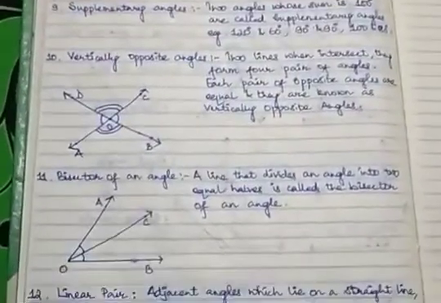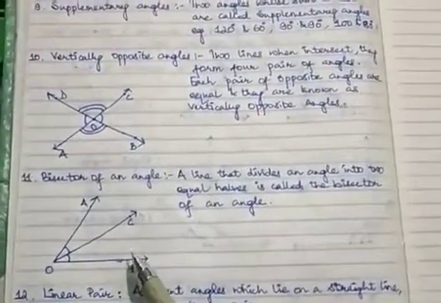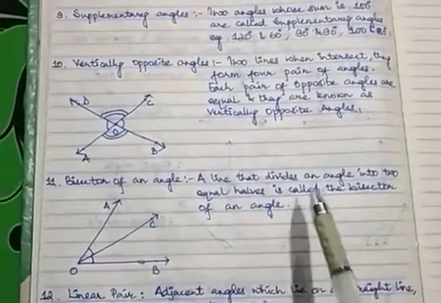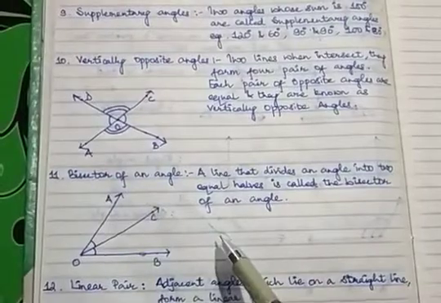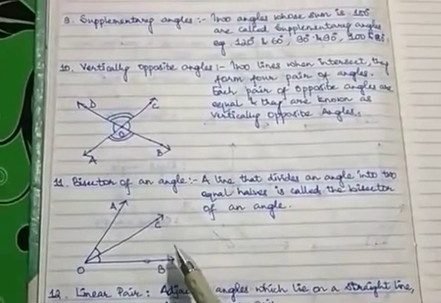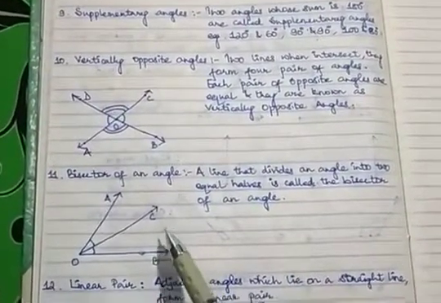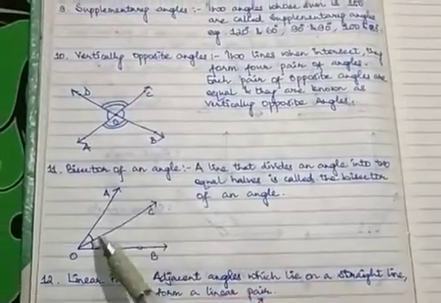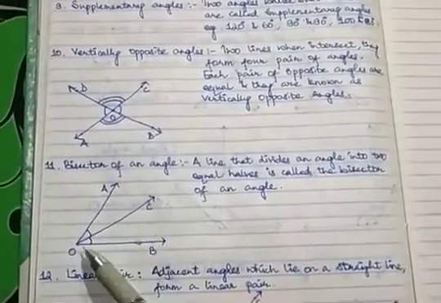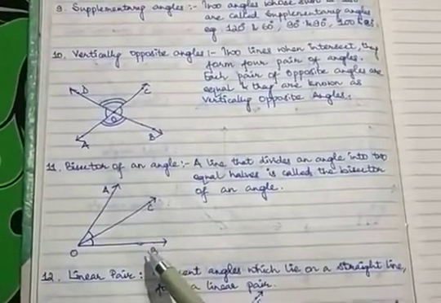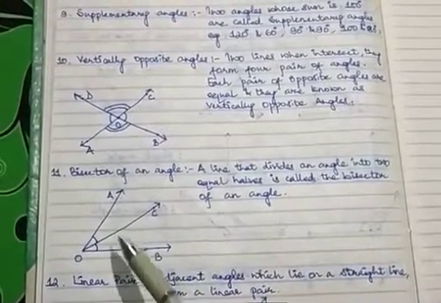Now the another topic we have here is bisector of an angle. A line that divides an angle into two equal halves is called the bisector of an angle. So simple. Suppose for AOB, now you can figure out that AOB is an acute angle, isn't it? Now what I have drawn here in this figure is an angle.